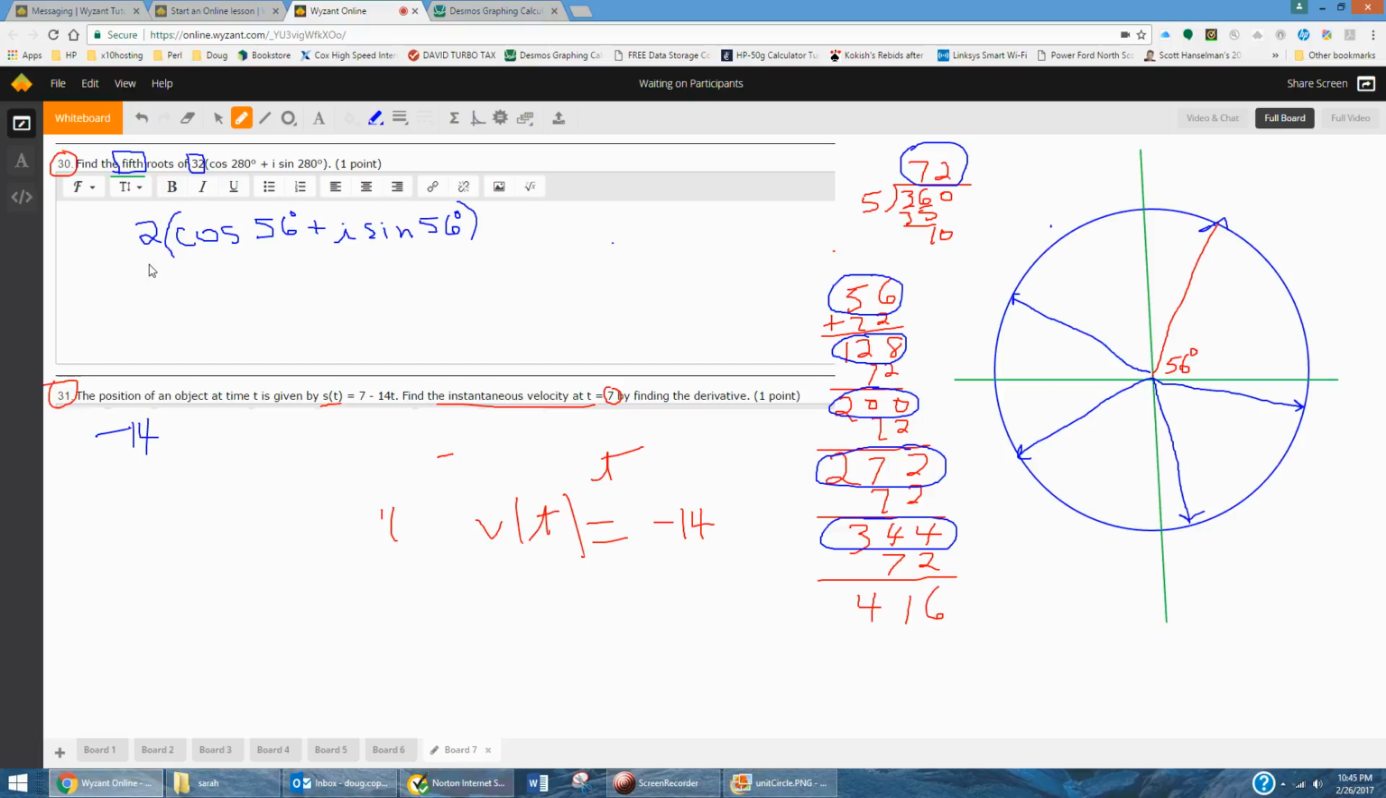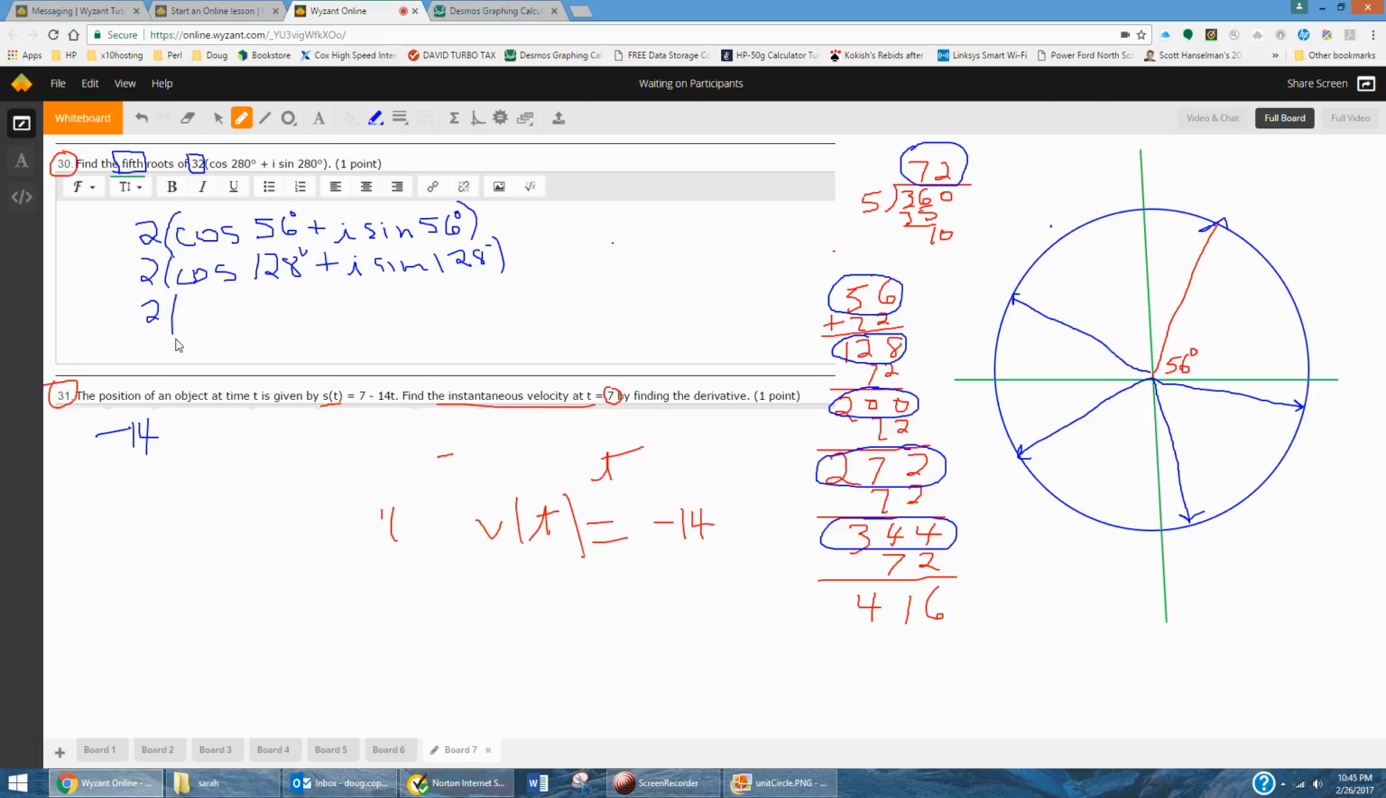So the 5 roots are 2 cosine 56 plus i sine 56, 2 cosine 128 plus i sine 128. And there's going to be 5 answers. There's five roots, 5 fifth roots. If it said 6 roots, there'd be 6 answers. If it said 2, there would be 2.